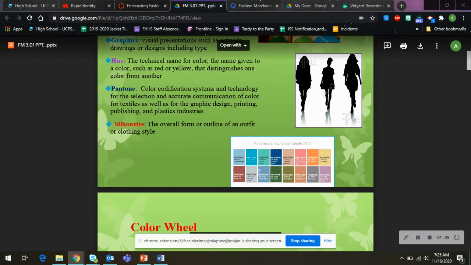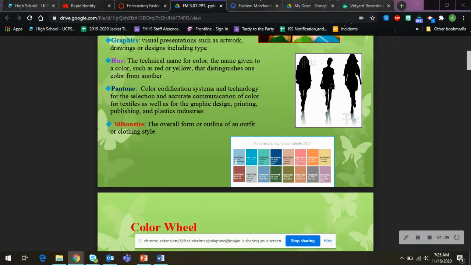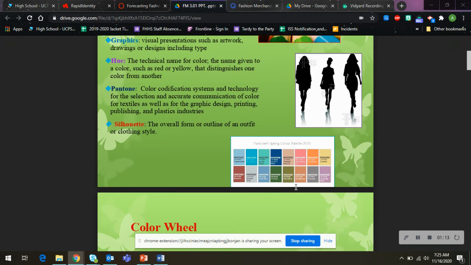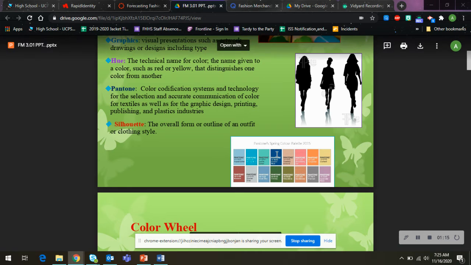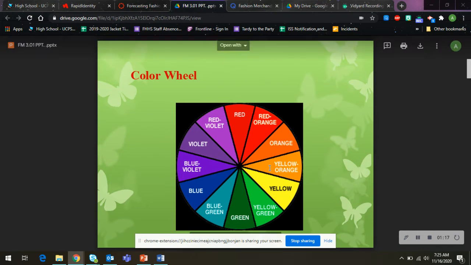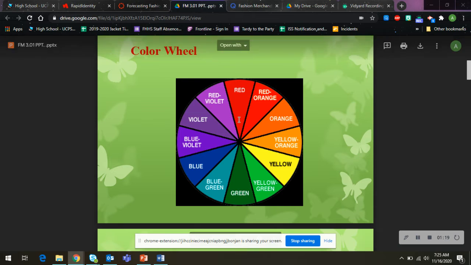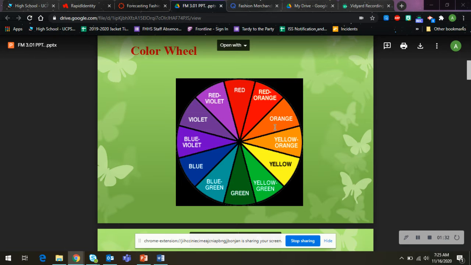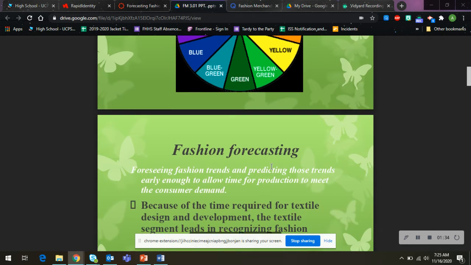So this is Pantone. So this is the Pantone Spring Color Palette for 2015. So designers used this right here in 2015 to color specify their outfits. So here's the color wheel, it has 12 colors on it. It starts with your 3 primary colors, which are blue, red, and yellow, and then goes to secondary, which are green, violet, and orange. And then the tertiary colors are all those in between.